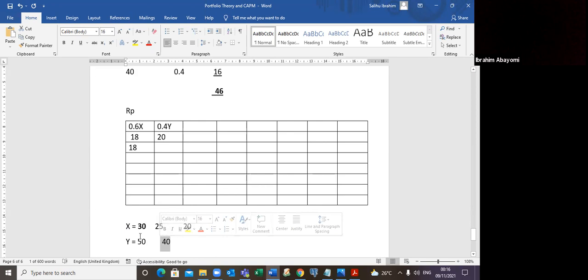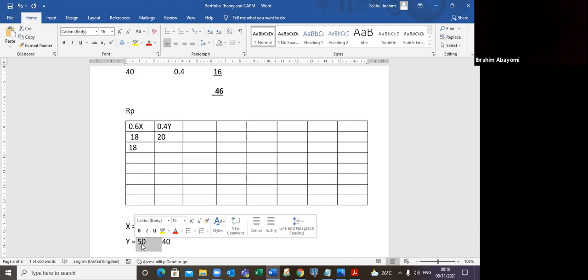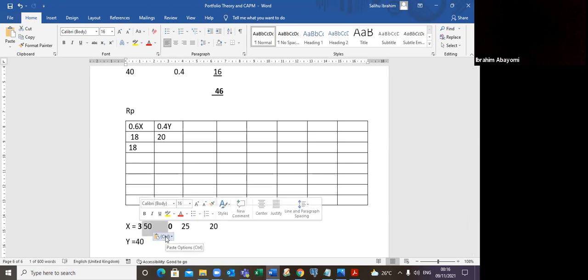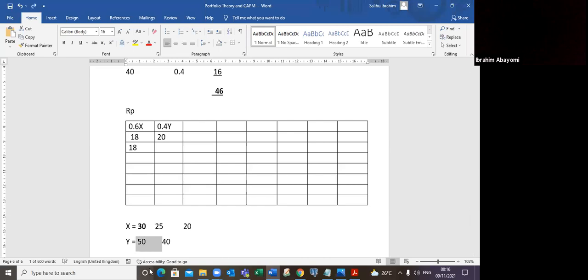So I'm picking them at a time. It's either this one and this one will come, or this one and this one. This is a matter of probability. When I'm done with that, I come to 25. It's either 25 and 50, or 25 and 40. When I'm done, I will come to this. It's either 20 and 50, or 20 and 40. Is it clear? Yes, sir. Okay.